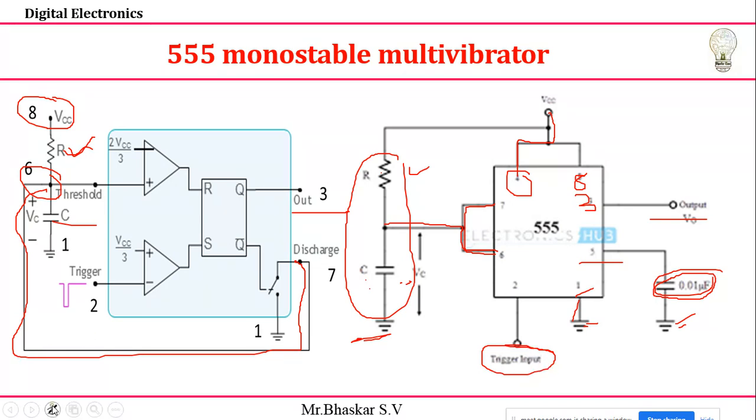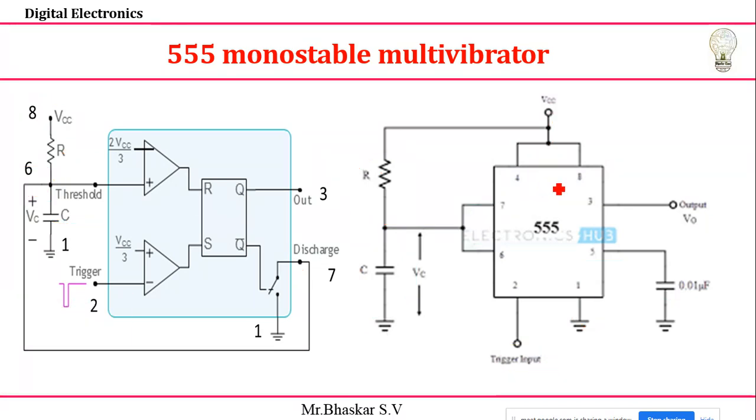So this is the IC diagram representation of your monostable multivibrator, and this is the circuit diagram representation of the 555 timer acting as a monostable multivibrator. Remember, in the exam they can ask for the IC diagram or the circuit diagram. So, for your convenience, see the marks, and based on that you can write it.